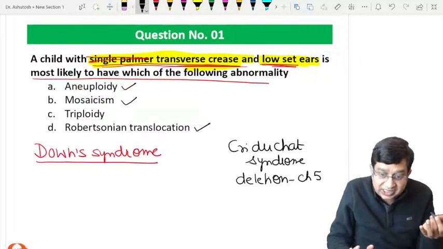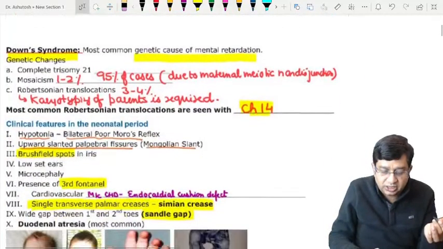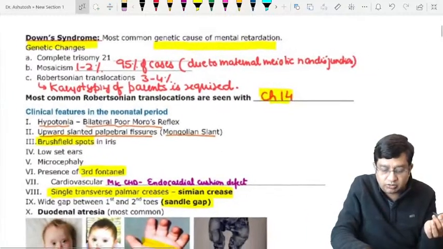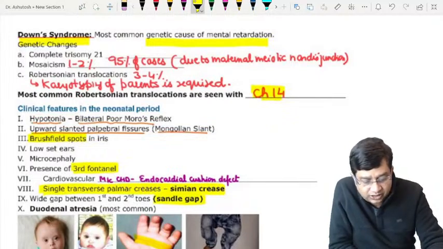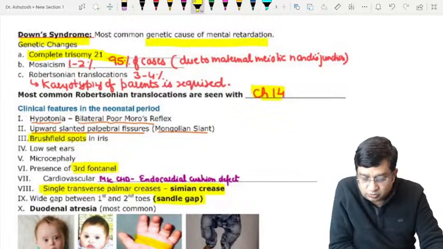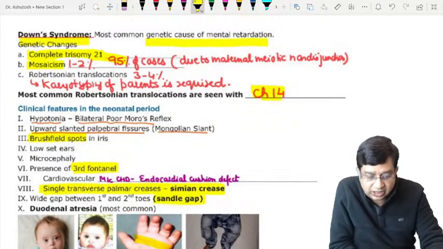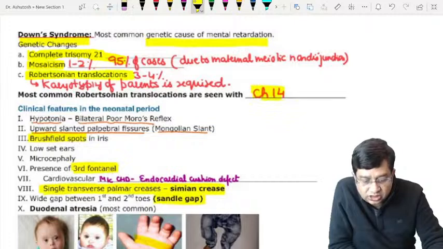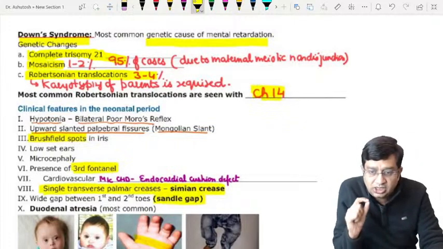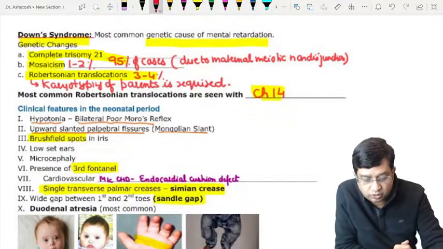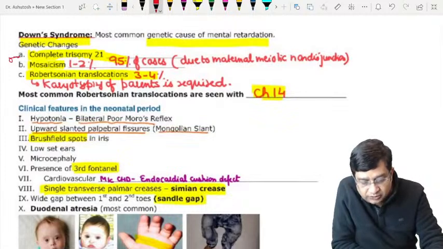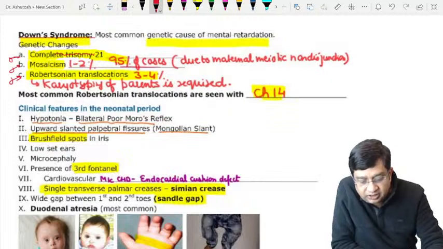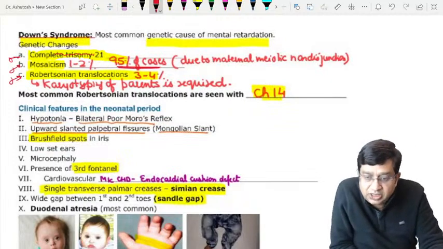So if the question had no exception, now if I tell you basically this is our regular batch notes that we particularly teach you there, that in 95% of cases there is complete trisomy, in 1 to 2% there is mosaicism, and Robertsonian translocation is seen in 3 to 4%. This is basically our workbook only for the FMG students. So out of this, in 95% of cases there is complete trisomy.